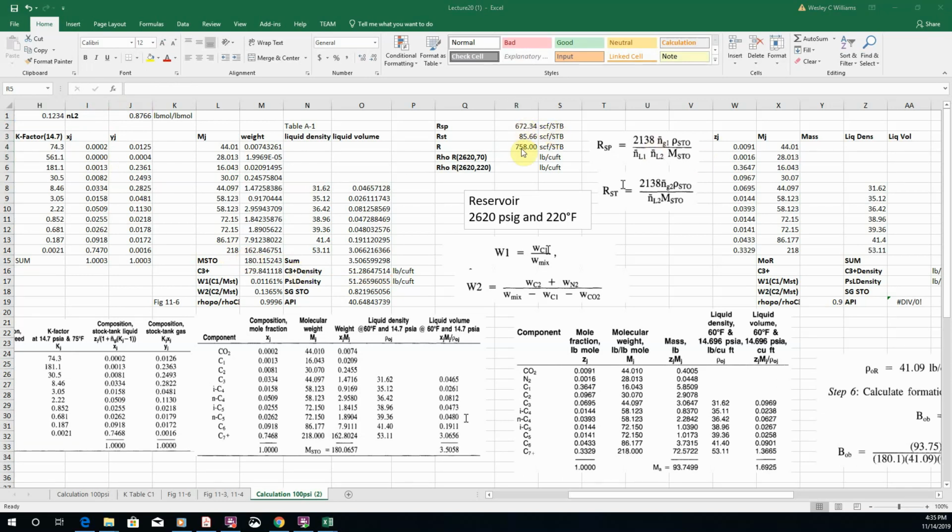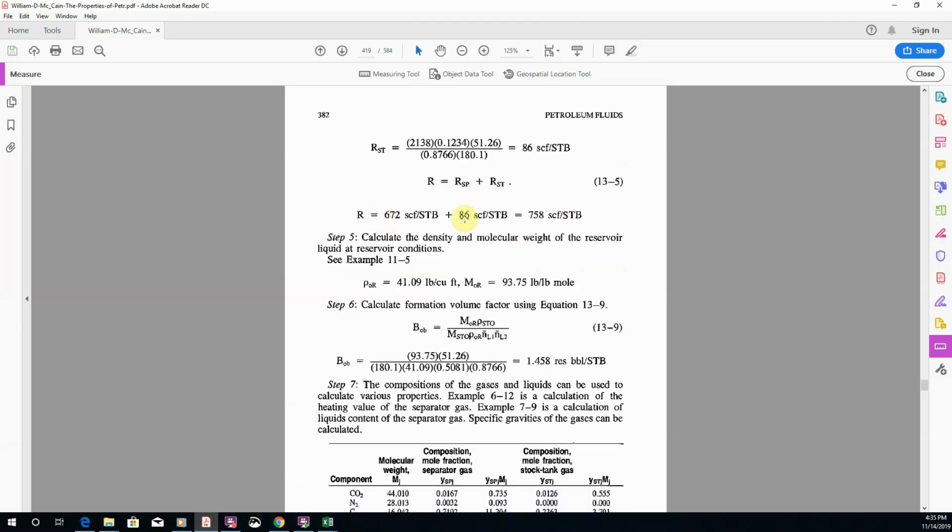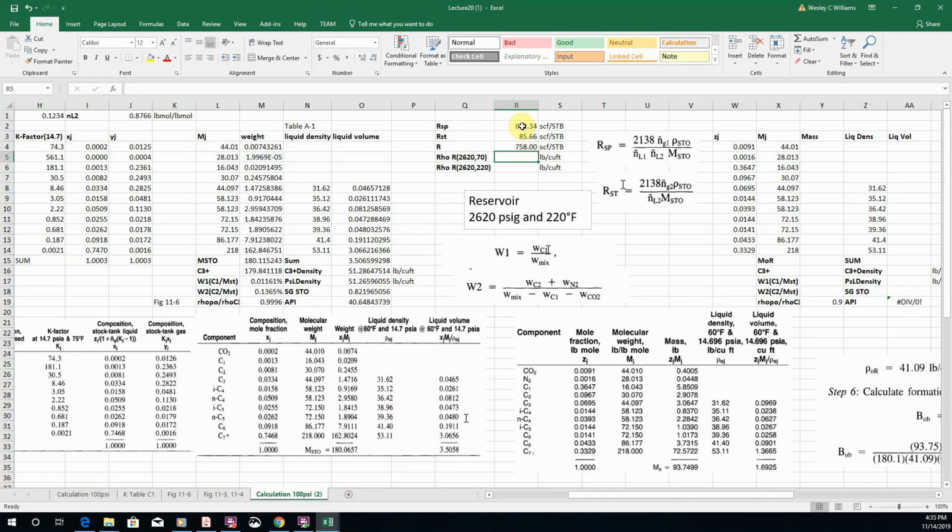And we can go check those values. Let's check those values with the book. So here's the book values. 672, 86, 758. 672, basically 86, 758 is the answer. So that's our gas-oil ratio.